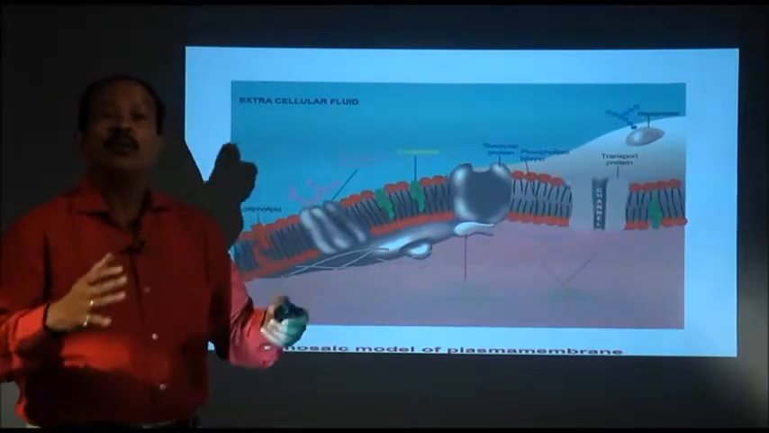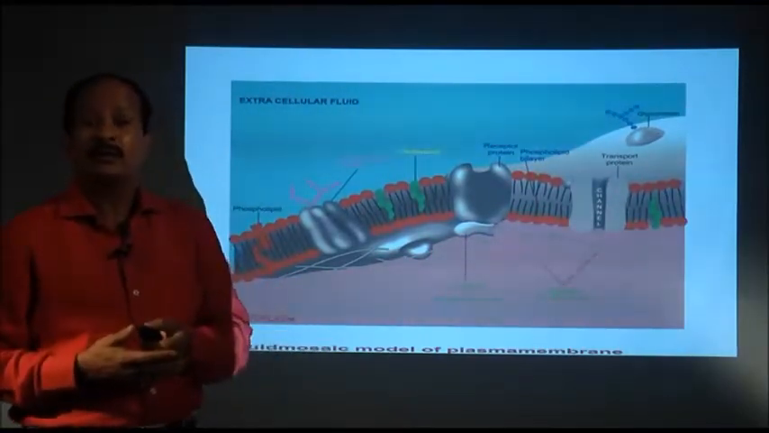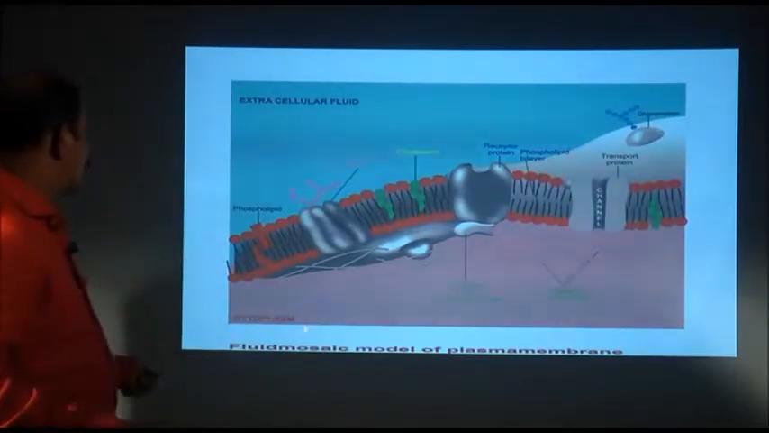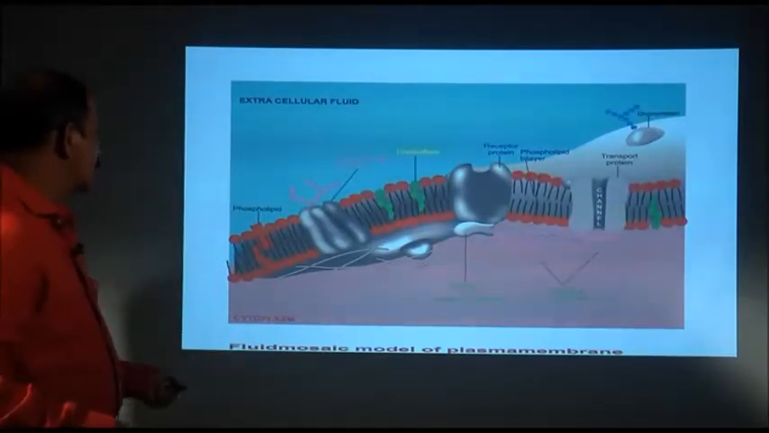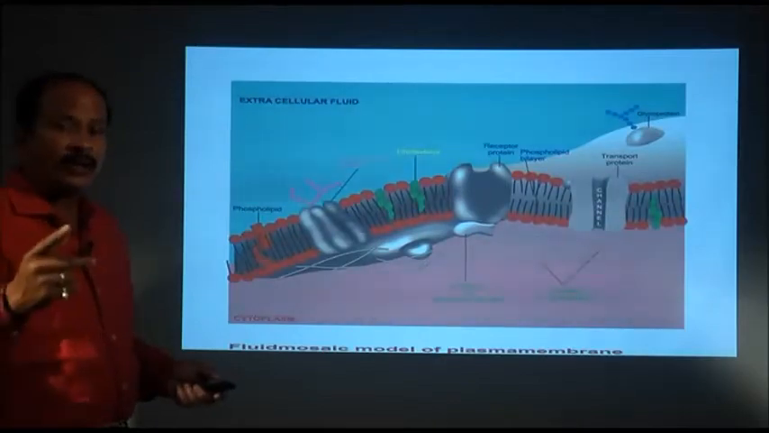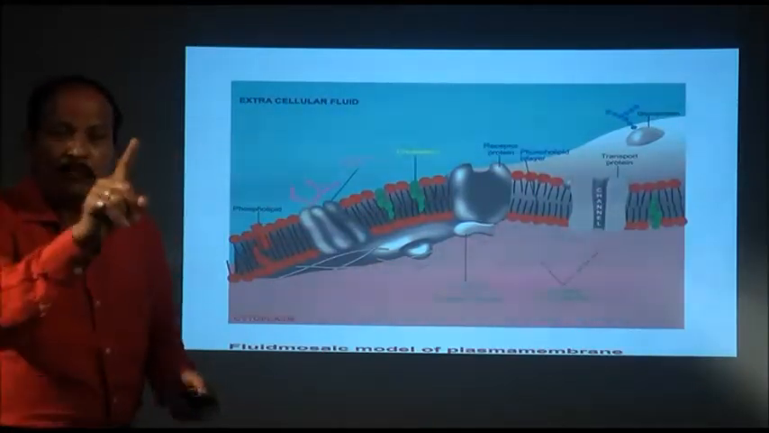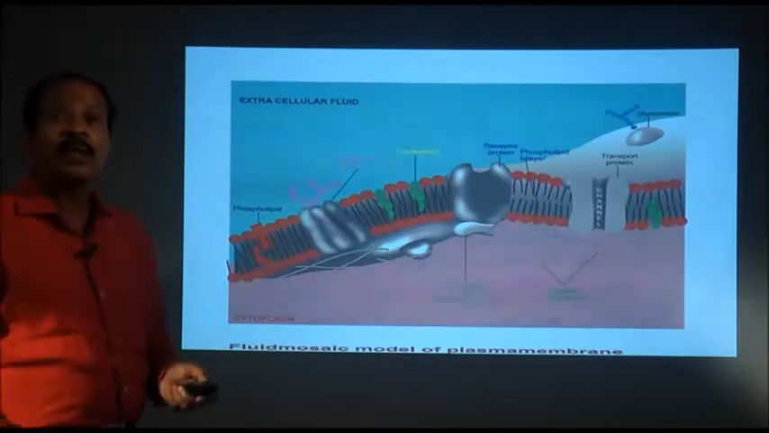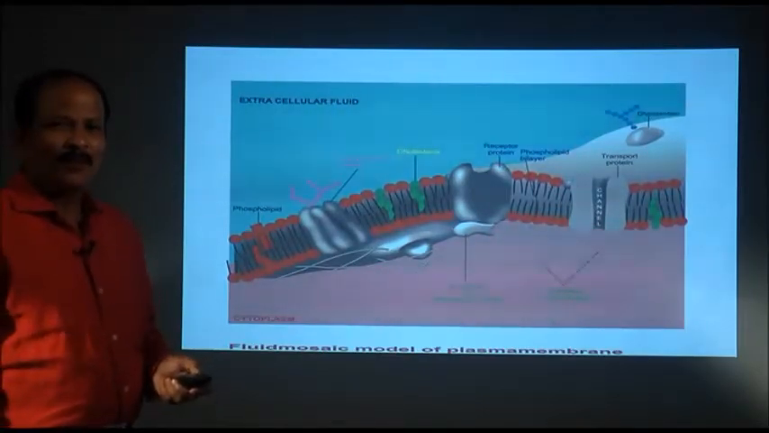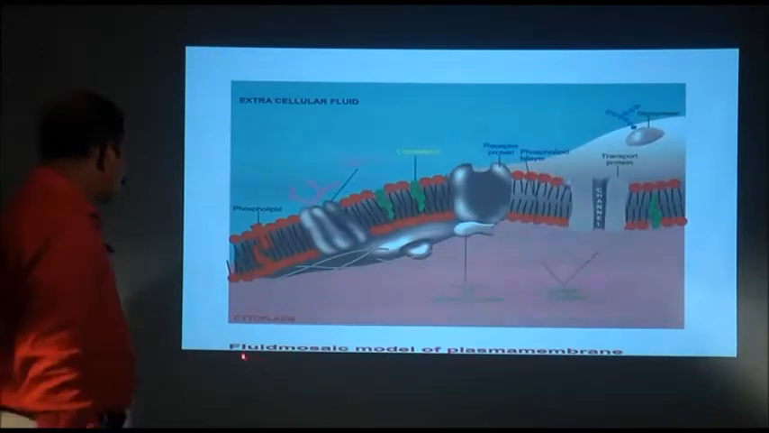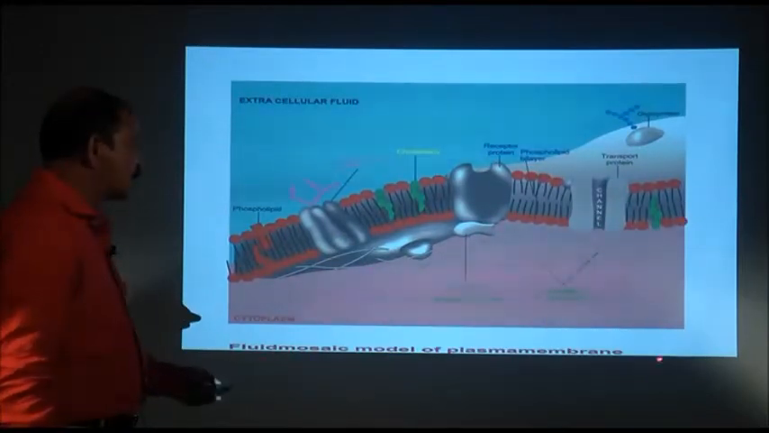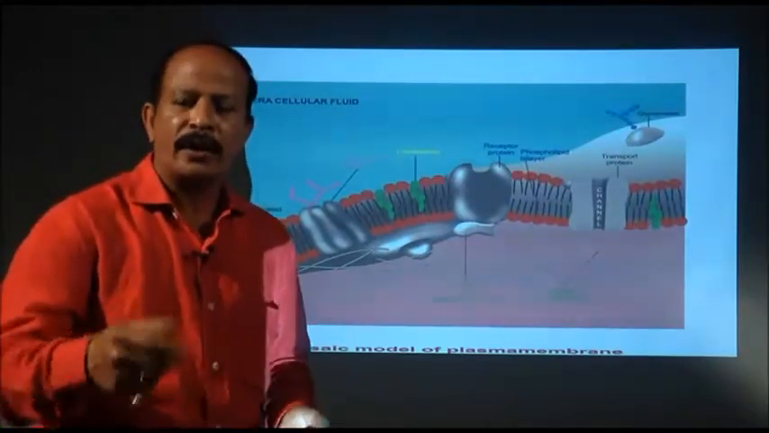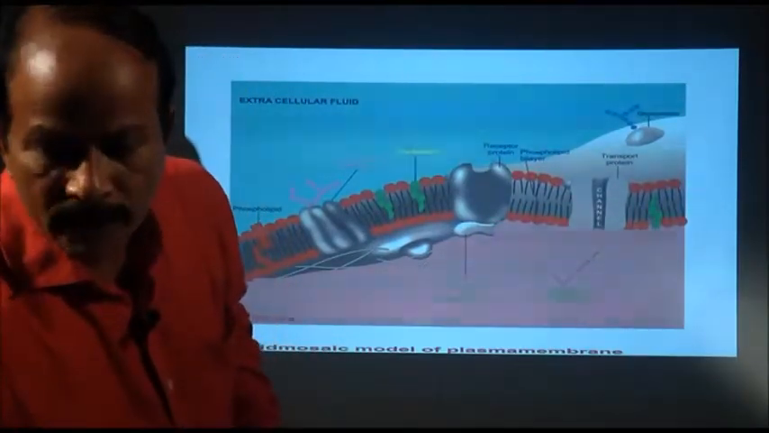So that took almost 80 years to arrive at a conclusion that this is the fluid mosaic model of plasma membrane. Fluid is something that is between liquid and solid, an intermediate consistency, that is called fluid. So here we say fluid mosaic model of plasma membrane. When we come across the subsequent slides, we can understand what the mosaicism is.